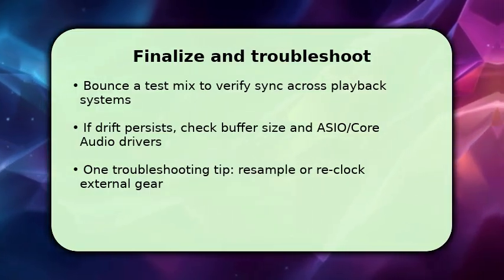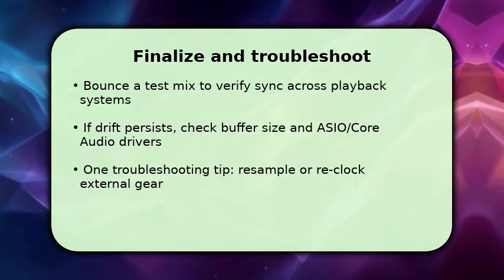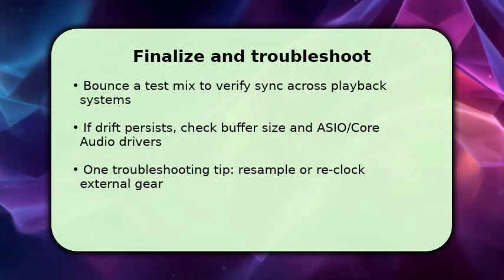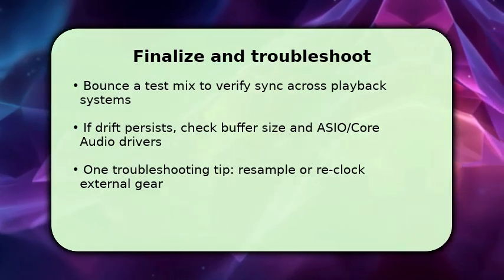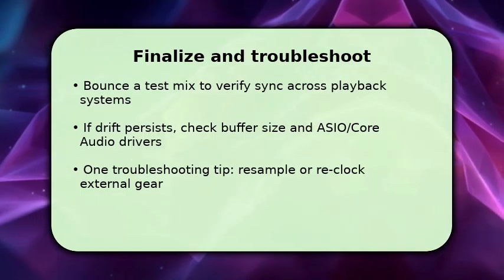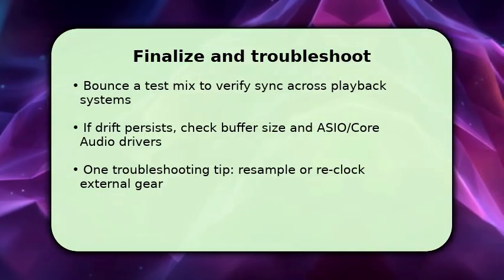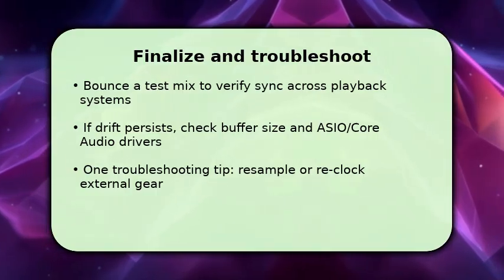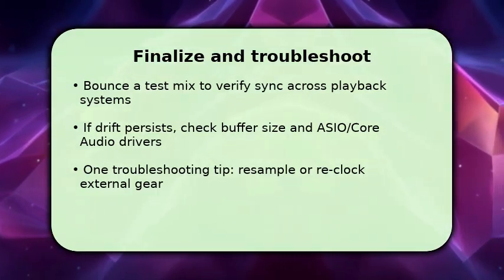If you still notice intermittent drift, change the audio buffer size and update or reinstall ASIO or Core Audio drivers. Higher CPU usage often causes hiccups. If external hardware is involved, resample or reclock that device to the session sample rate and rerun the reference impulse. Doing so often cures persistent timing offset.